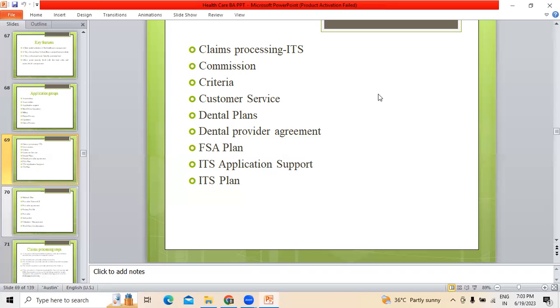So not only commissioning, even criteria will also be mentioned, acceptance or qualification criteria, I can say. If you want to make any kind of update to the existing ones, there will be a qualification criteria involved in it, so that has to be updated subsequently here.